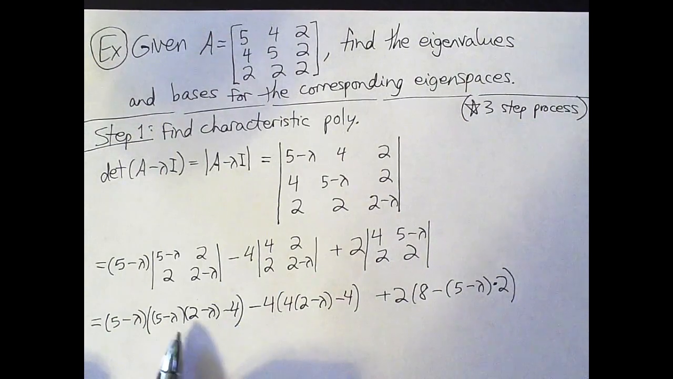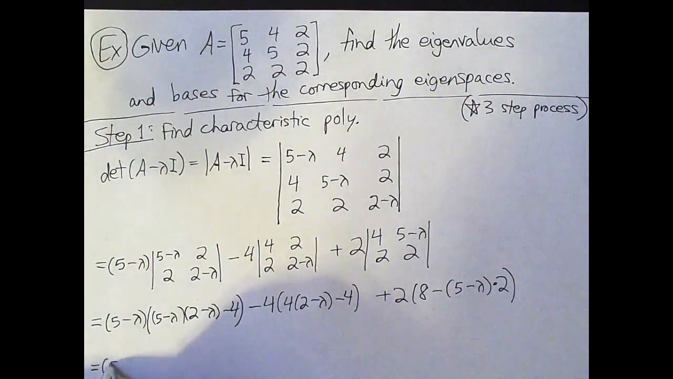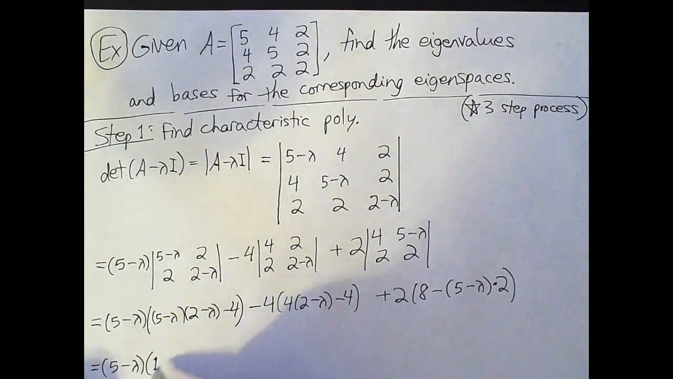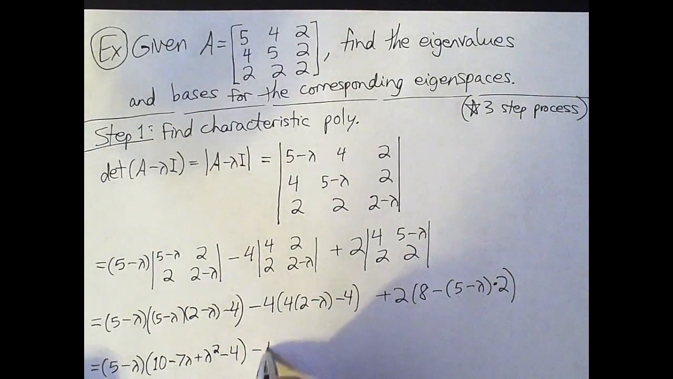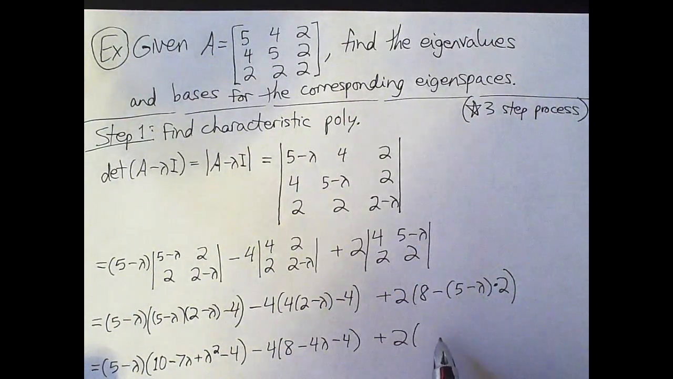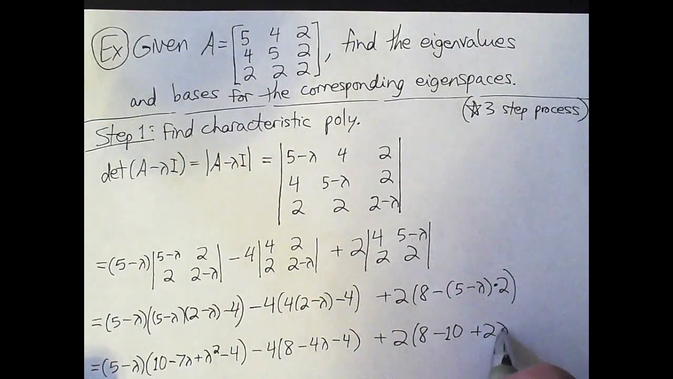So what I started doing is let's expand some of the stuff in parentheses, some of the innermost parentheses. The 5 minus lambda, we'll keep that on the outside, but let's work with what's in here, what's in here, what's in here. So I got 10 minus 7 lambda plus lambda squared minus 4. And then minus 4, 8 minus 4 lambda minus 4 plus 2. And then in here, I have 8 minus 10 plus 2 lambda.